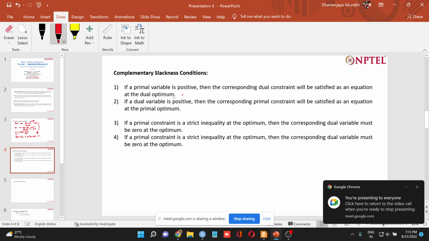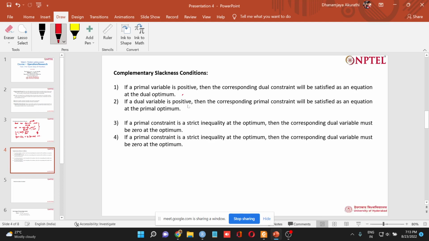And vice versa, if the dual variable is positive, then the corresponding primal constraint will be satisfied as an equation at the primal optimum solution. These two can be considered as one. That means if a primal variable is positive, then the corresponding dual constraint holds as an equation at the dual optimum, and at the same time in reverse.